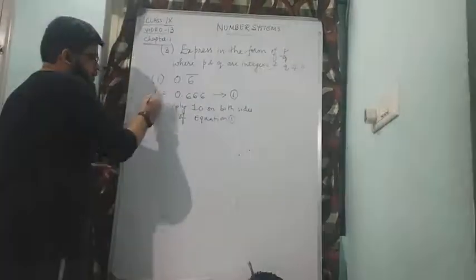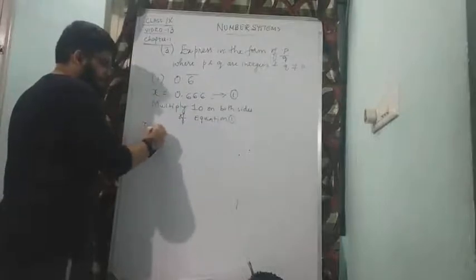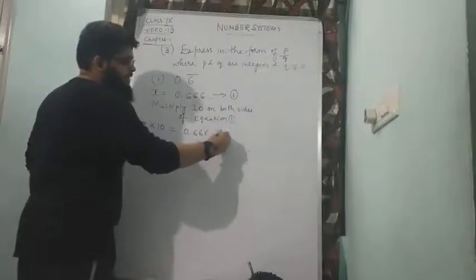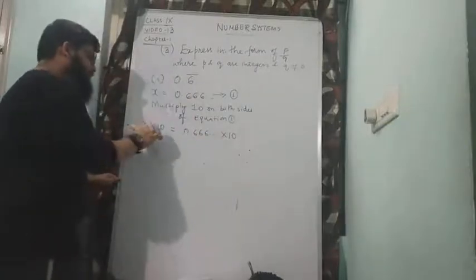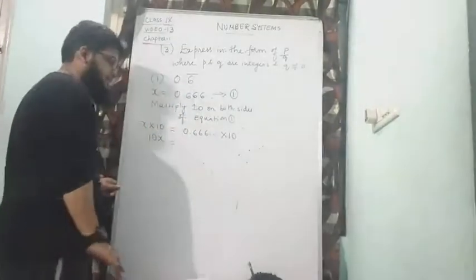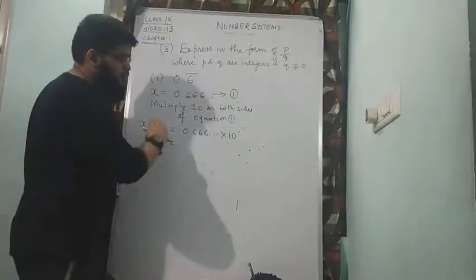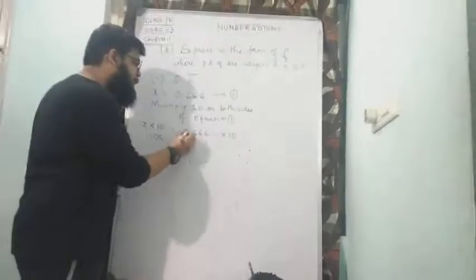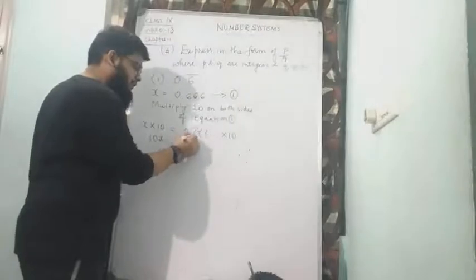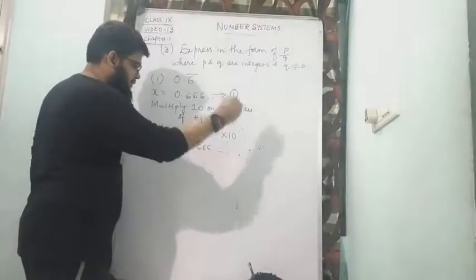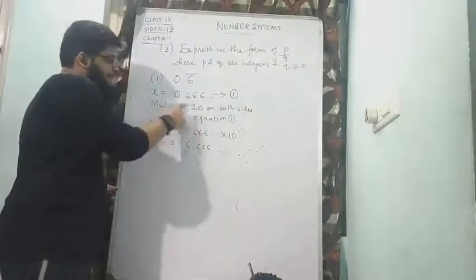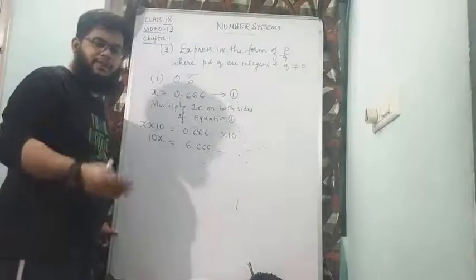So what will happen? I have x already. I will multiply it by 10. 0.666 so many times, that also I can multiply with 10. So x into 10 will be 10x. This is the method of doing it, so you will have to learn it this way. And 0.666 so many times into 10. When you multiply with 10, the point will get shifted one time. So it will become 6.666 any number of times. Are you understanding it?